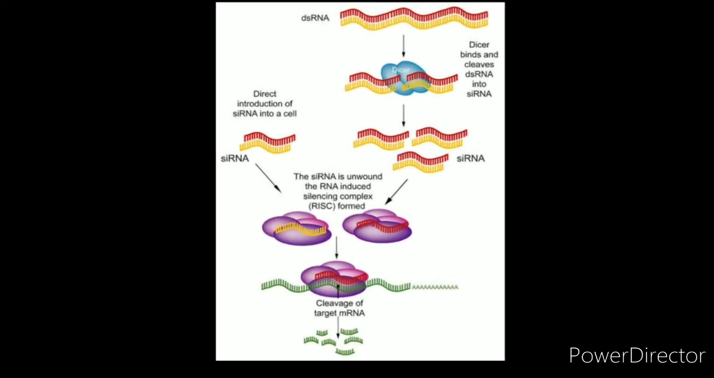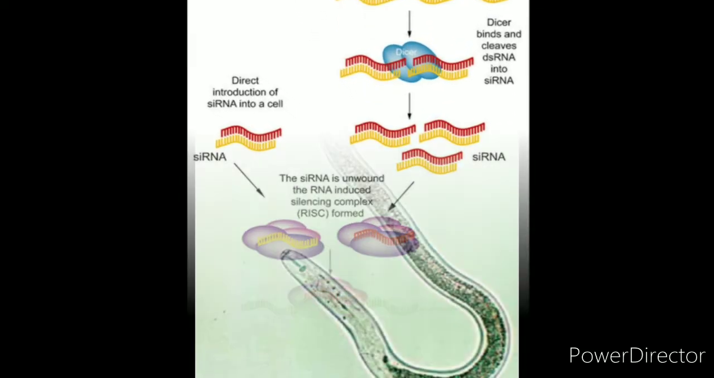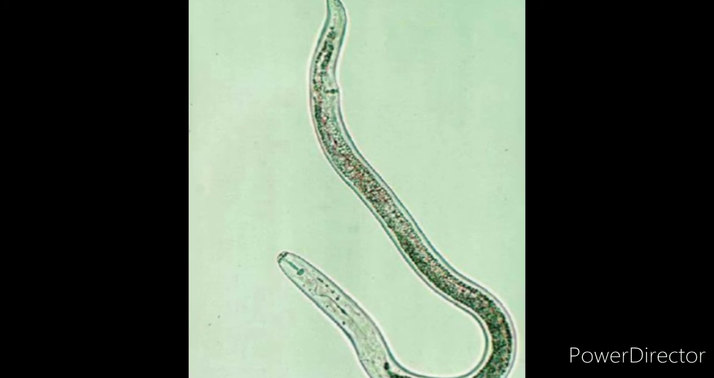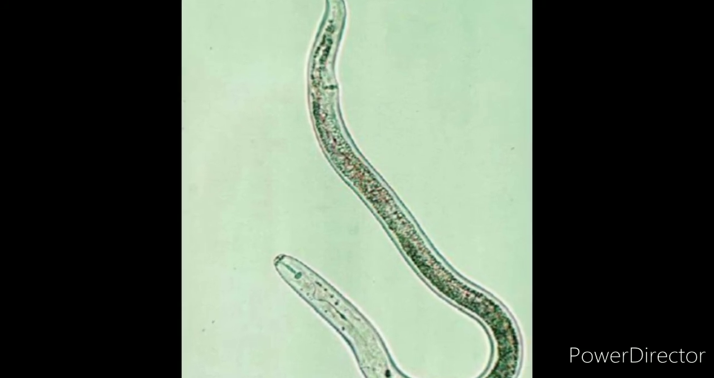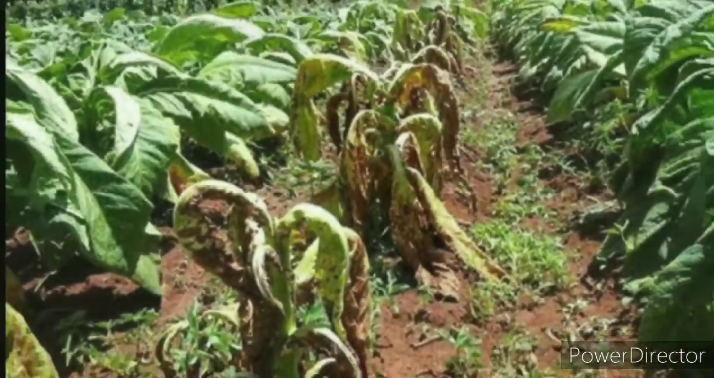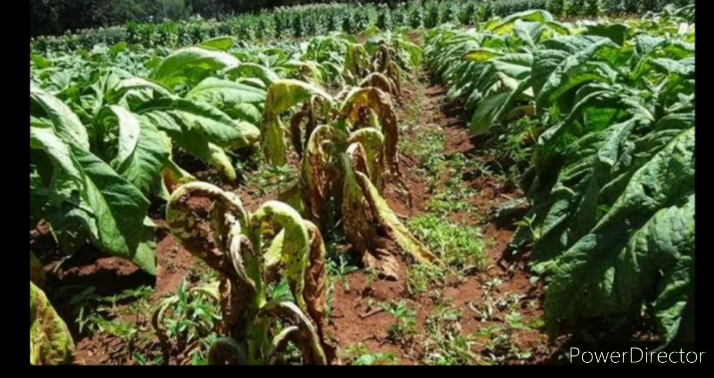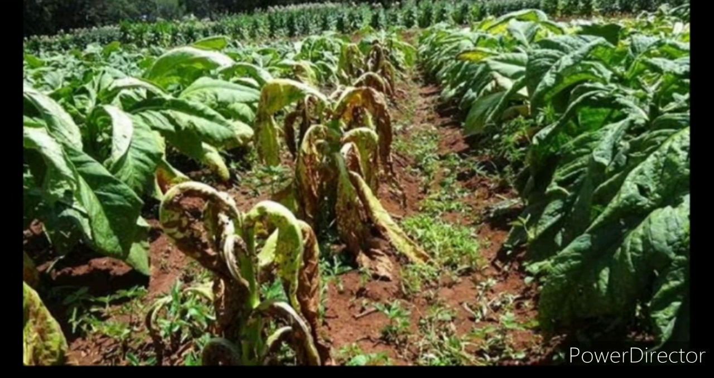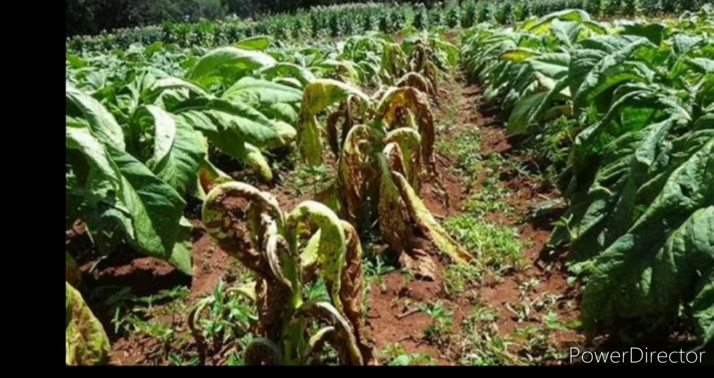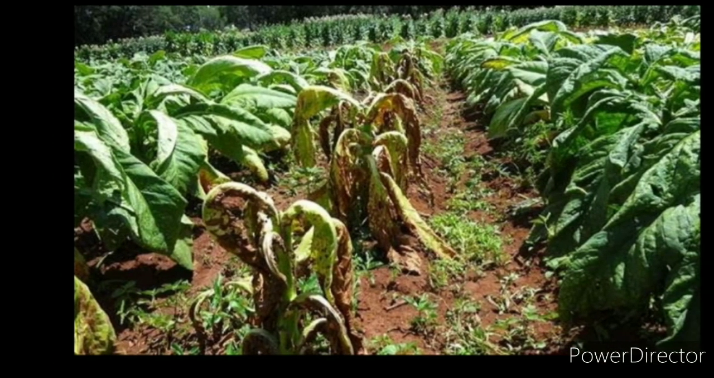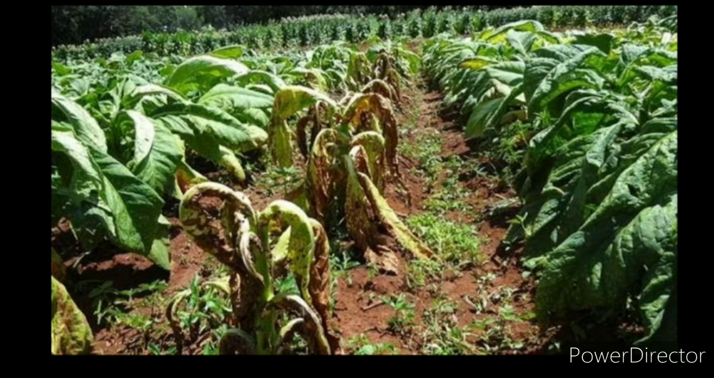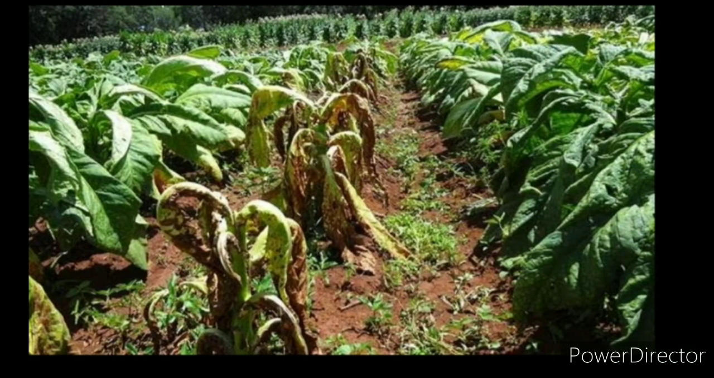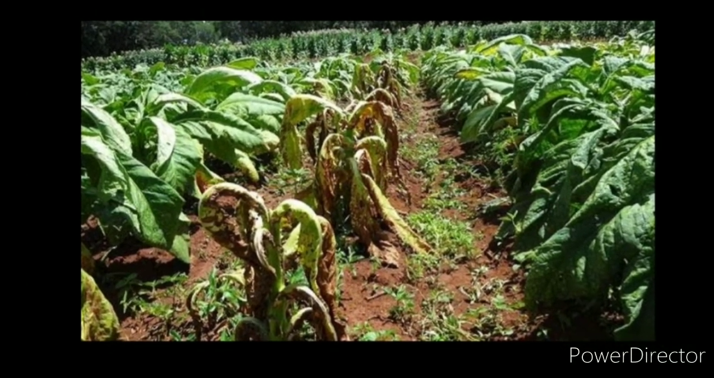This RNA interference is seen in plant feeding nematodes. This nematode infects roots of tobacco plant and reduces its yield. If RNA interference is present in this nematode, it fails to synthesize protein, so it leads to death of this nematode. Thus that is the way RNA interference is helpful to plants.